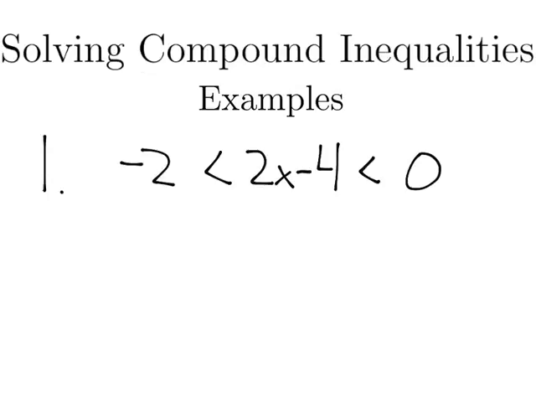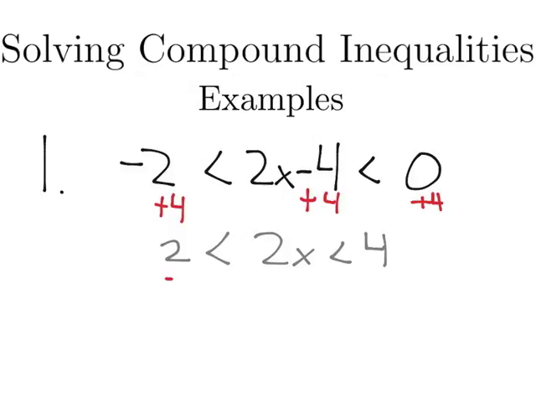In this video, we'll be going over examples for the lesson on solving compound inequalities. So here we have a compound inequality, and this is an AND inequality. So the first thing I would do is add 4 to all sides, and you're left with 2 is less than 2x is less than 4, and then I would just divide everything by 2. And because 2 is a positive number, I don't have to switch any signs or anything like that. And I'm left with 1 is less than x is less than 2. So x is between 1 and 2.